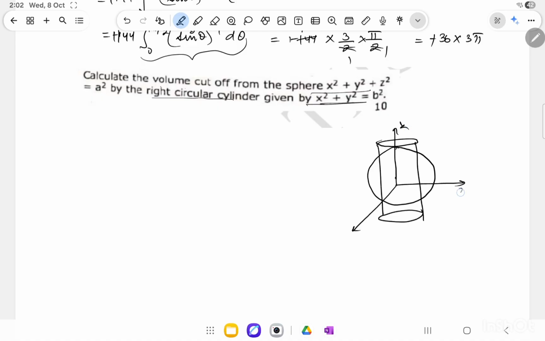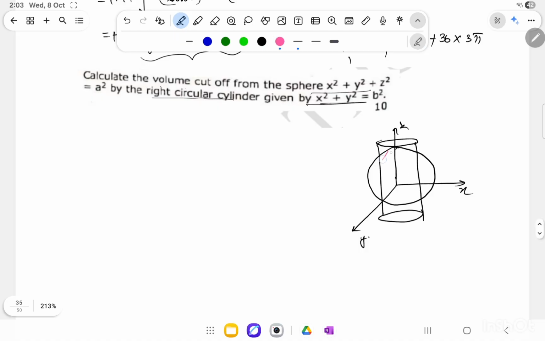This is the z axis, this is x and this is y. So we are supposed to calculate the volume cut off from the sphere by this cylinder. So basically we are supposed to evaluate the common volume in between this sphere and the cylinder. We don't know what exactly our b and our a are.